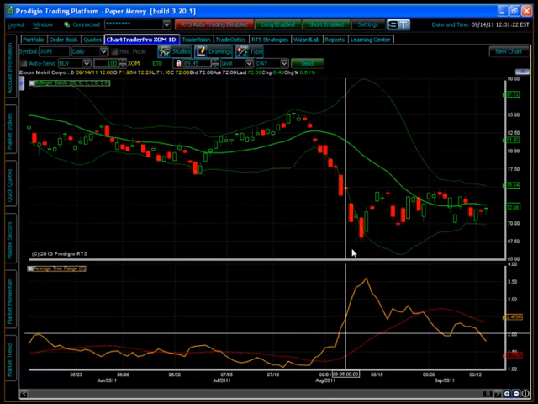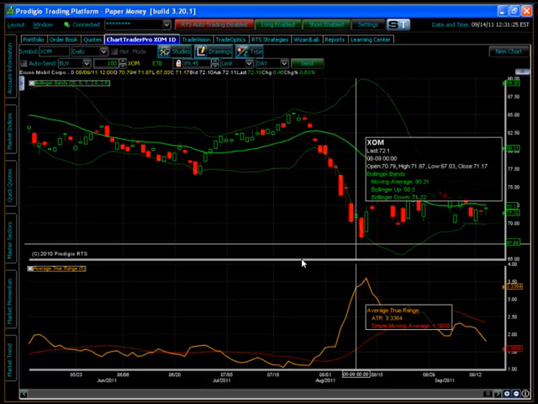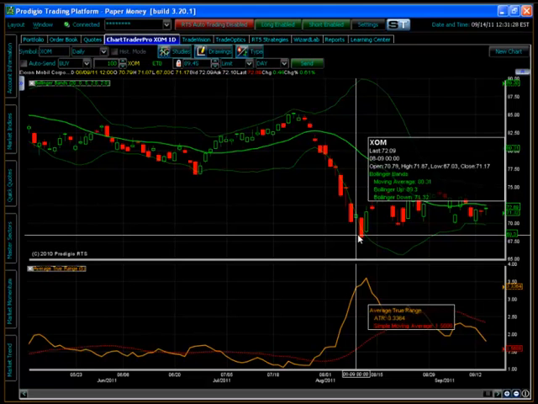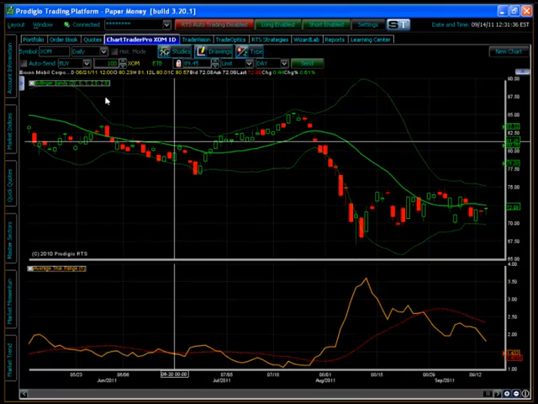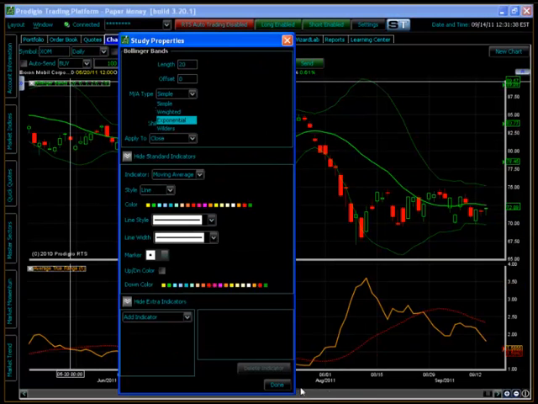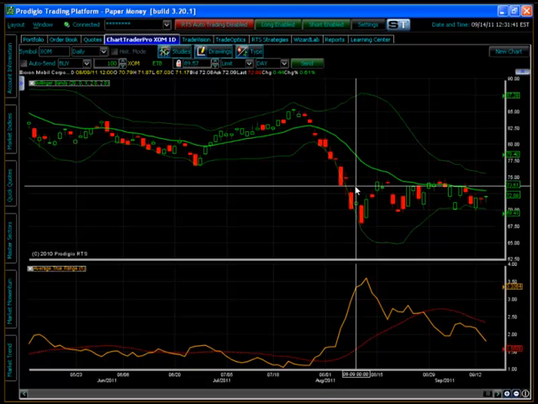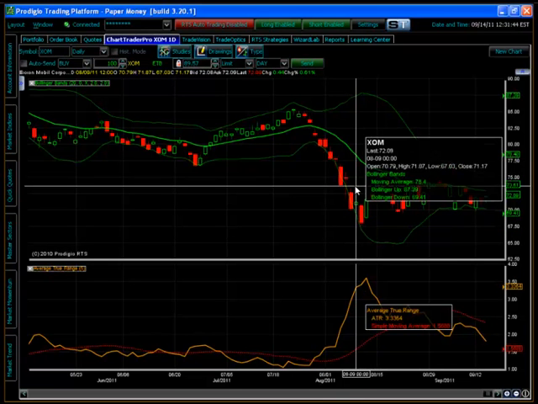Let me illustrate. You see the low price of this bar, this hammer? That low price is 67.03. The average is 80.31. So remember that number, 80.31. I change this back to an exponential, and instead of being at 80.31, it's down at 78.40. The average is closer to that low price because exponential moving averages consider the more recent bars to be more important than the older bars. And all you get is something that follows the price action more closely.